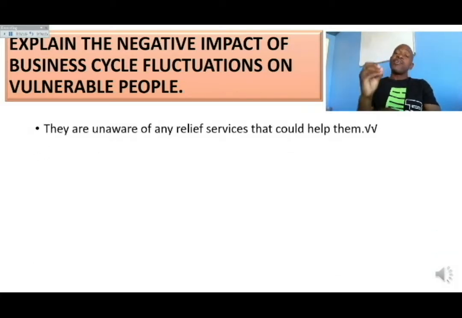Okay. Vulnerable people are unaware of any relief services that could help them. There can be relief systems that can be put in place, but since they are far away, they are in rural areas where there is no network. Even if there is information that comes to say, go to people, the government have decided to give you 350 rand, they won't even know that there is 350 rand that they are supposed to be applying for. Just an example. They don't know because there is no network at all. How do they get that kind of information?